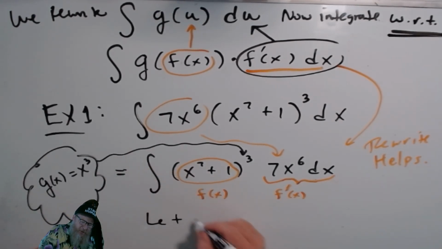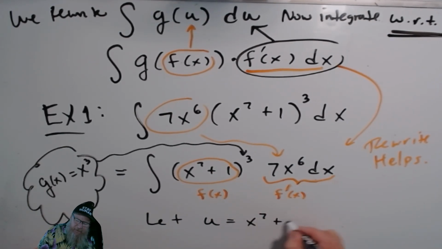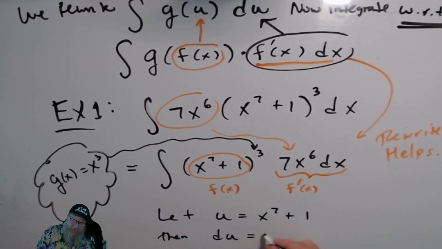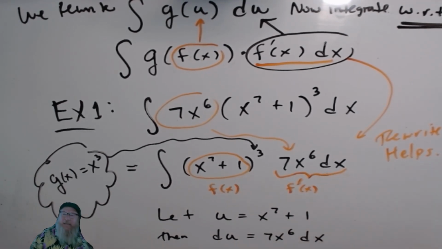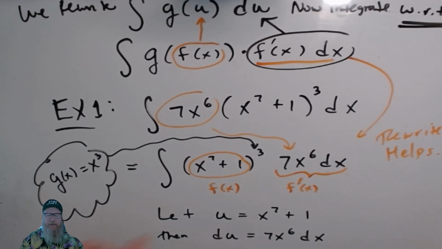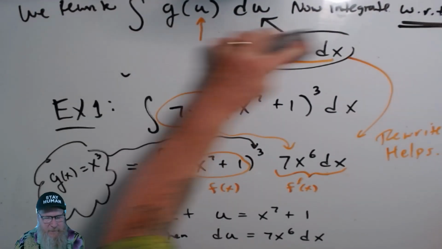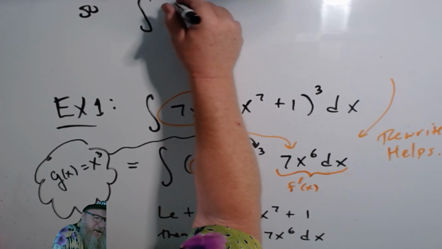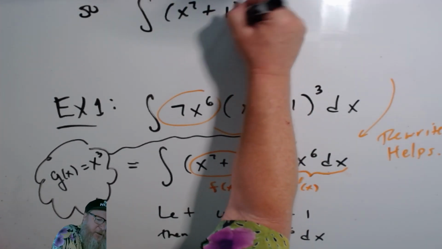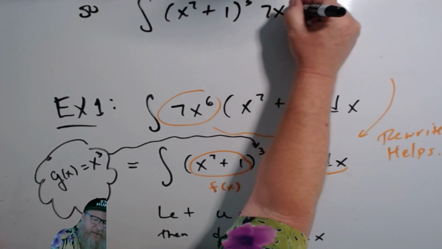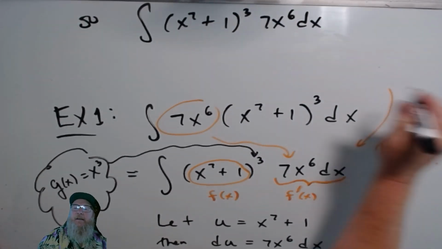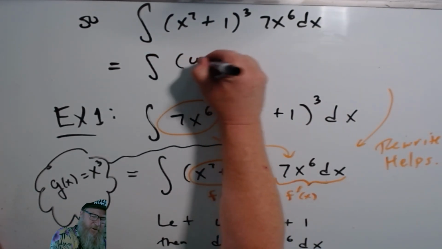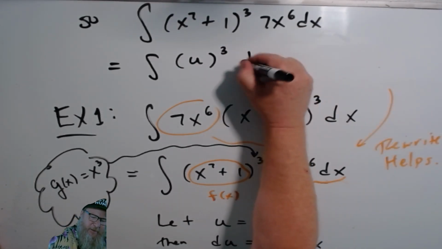So by u substitution, we say let u equal x to the 7th plus 1. Then du is 7x to the 6th dx. That's going to be this part right here. So the integral of x to the 7th plus 1 cubed times 7x to the 6th dx is equal to the integral of u cubed du.